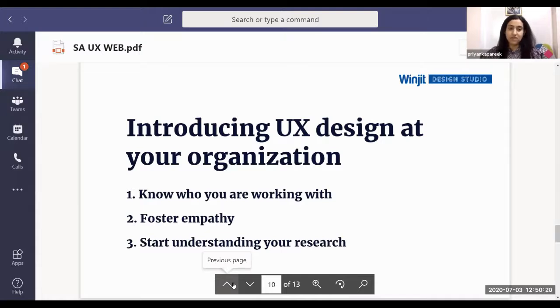Lastly, build everything on top of your user research, because you cannot build something and not talk to the user enough. The more you speak to your user, the more you understand whether this is something that they really need.